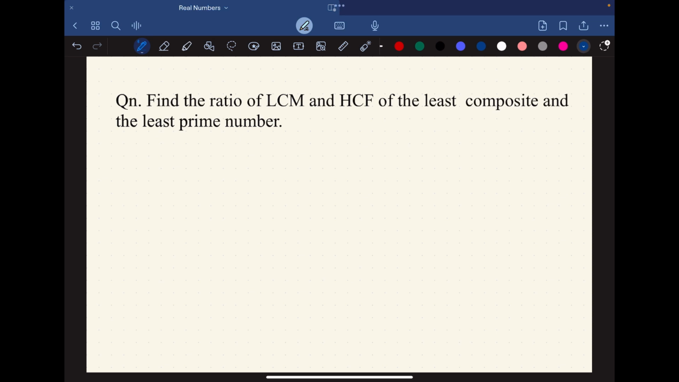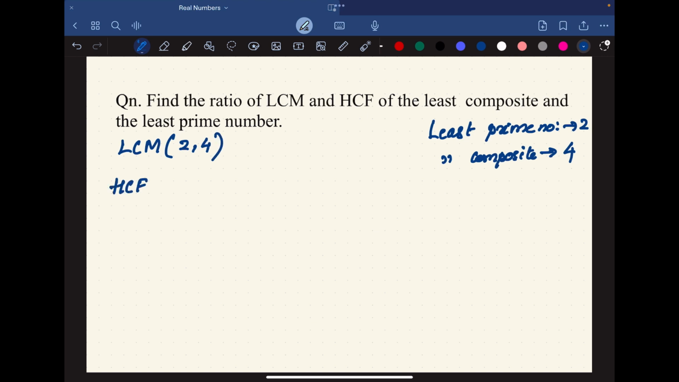Find the ratio of LCM and HCF of the least composite number and the least prime number. This is a previously asked question, and you can check here how we can find out the LCM of these two. So what is the least composite number and least prime number? The least prime number is 2, and the least composite number is 4. Okay, so first we have to find out the LCM of 2 and 4, and we have to find out the HCF of 2 and 4.